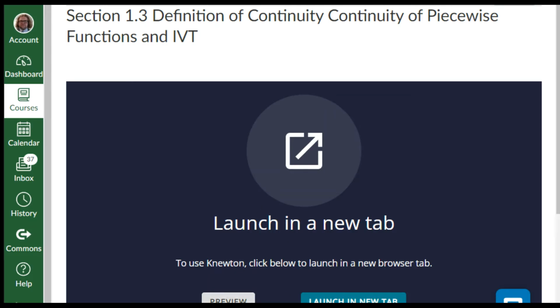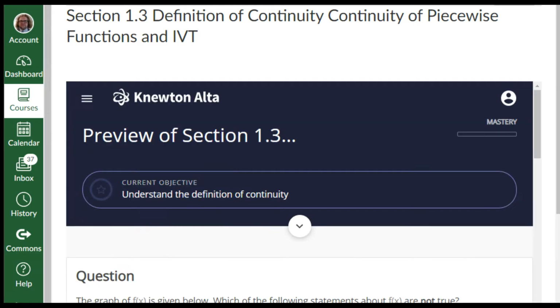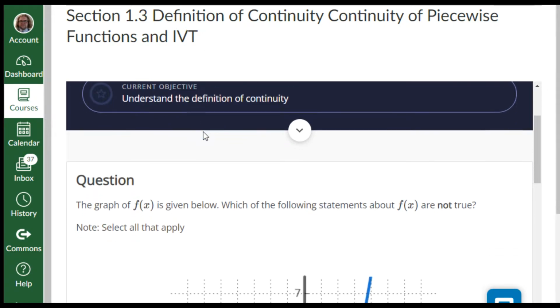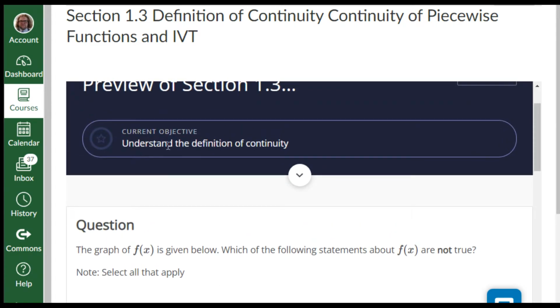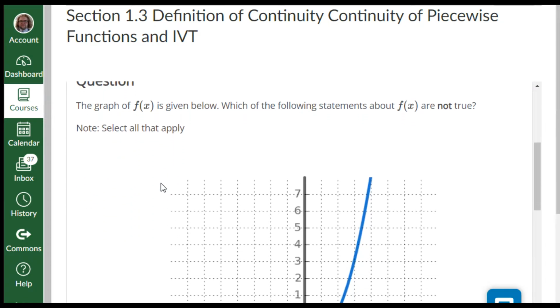Let's do the homework for section 1.3. It covers the definition of continuity, finding the continuity of piecewise functions, and using the intermediate value theorem. Okay, so our current objective here is to understand the definition of continuity.